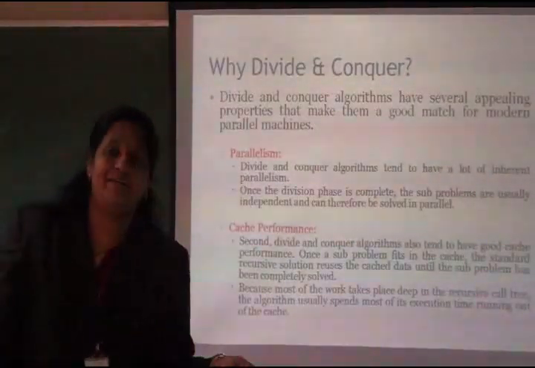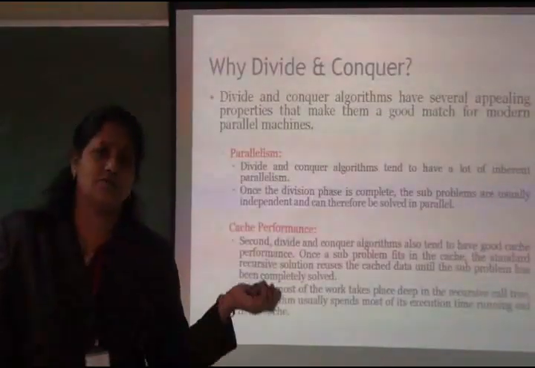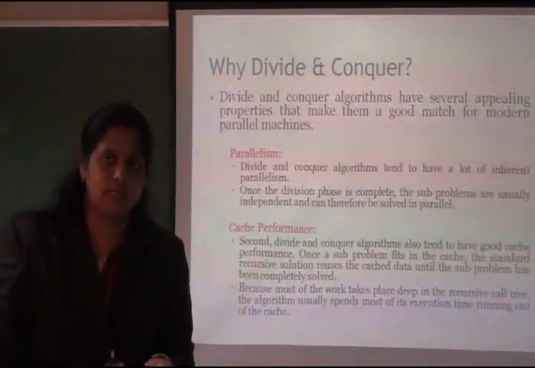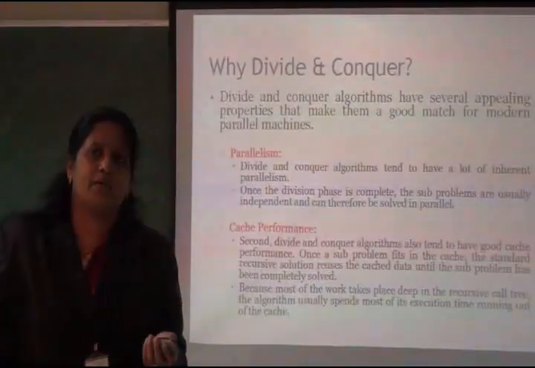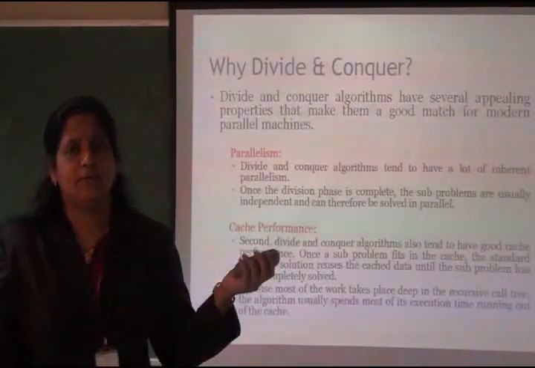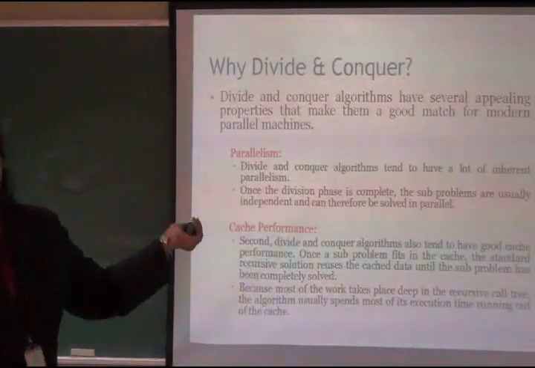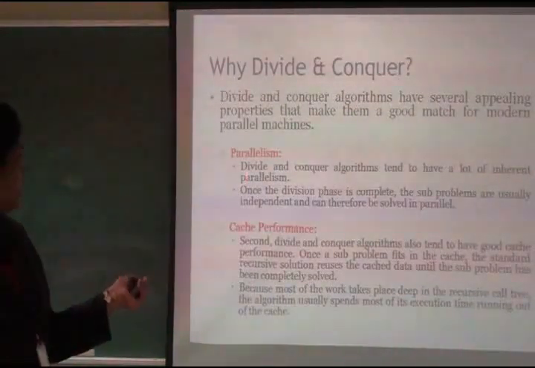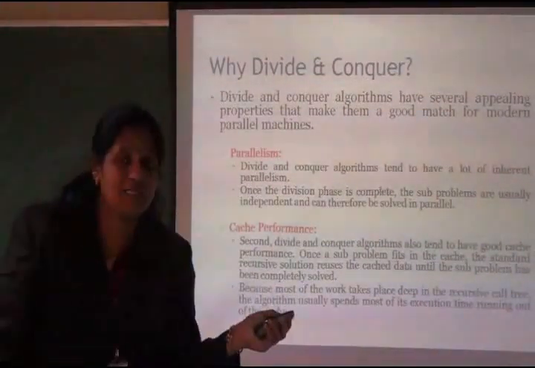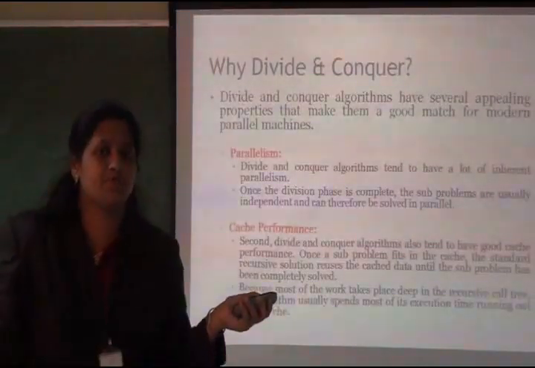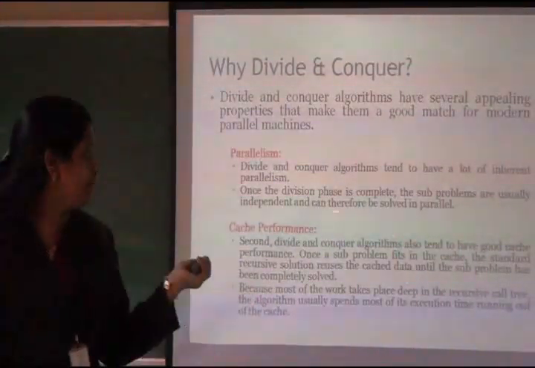So why do we have to go for this? Lot of strategies are there: divide and conquer, greedy, dynamic programming, backtracking. So many approaches are available. Why do we have to go for divide and conquer? There are two reasons for divide and conquer. One is parallelism and the second one is cache performance. What do you mean by parallelism?